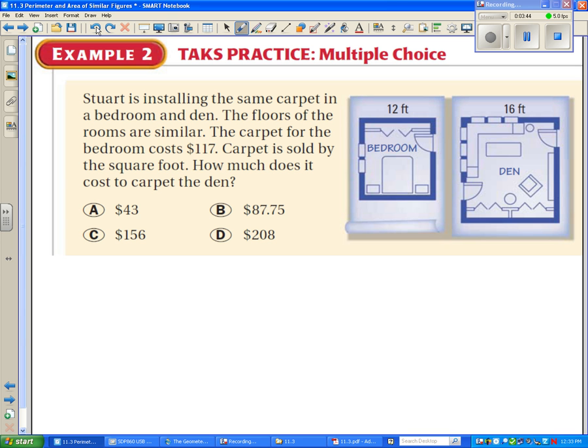Stuart is installing the same carpet in a bedroom and a den. The floors of the rooms are similar. That means their sides are proportional. The carpet for the bedroom cost 117. Carpet is sold by the square foot. How much does it cost in the den? I would like for you to solve this problem on your own, and we will talk about it next class. Refer back to the textbook because it's in there.